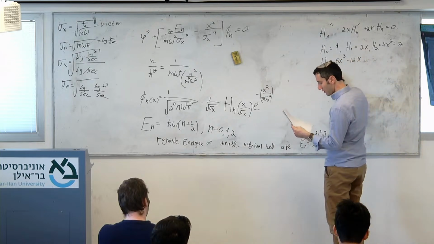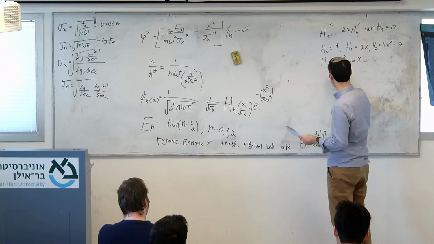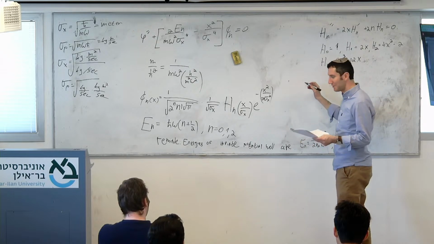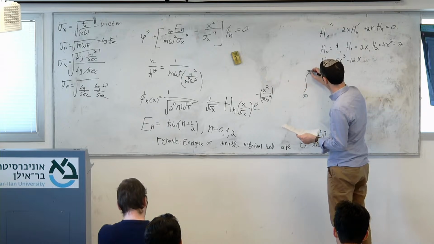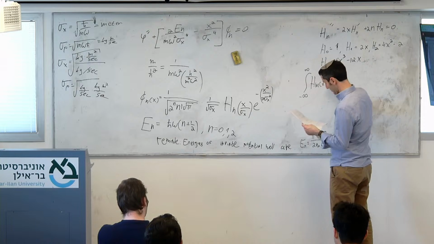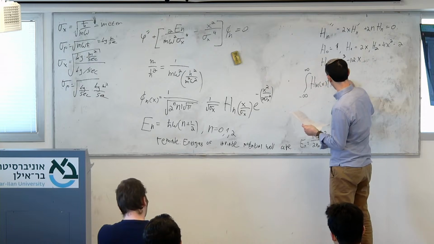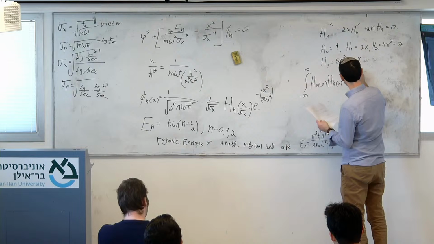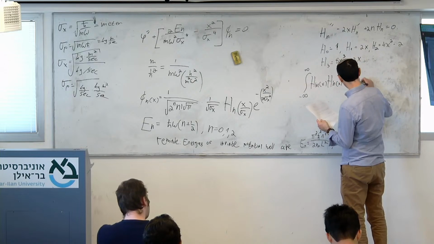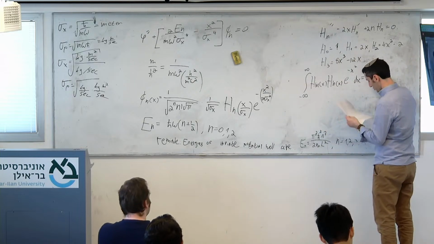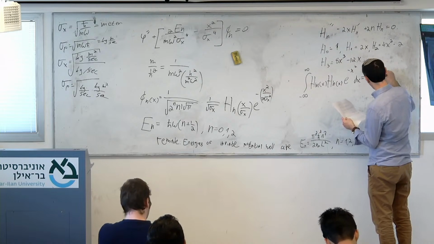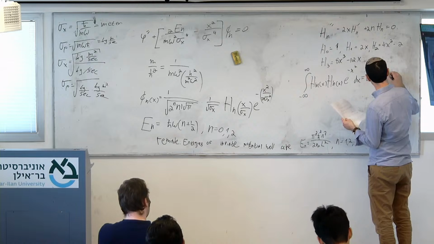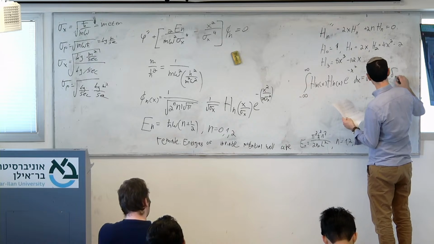Orthogonality. The orthogonality of Hermite polynomials is defined with a weight function. The integral from minus infinity to infinity of H_m of x, H_n of x times e to the minus x squared dx is going to be square root of pi, 2 to the power of n, n factorial, delta of nm.